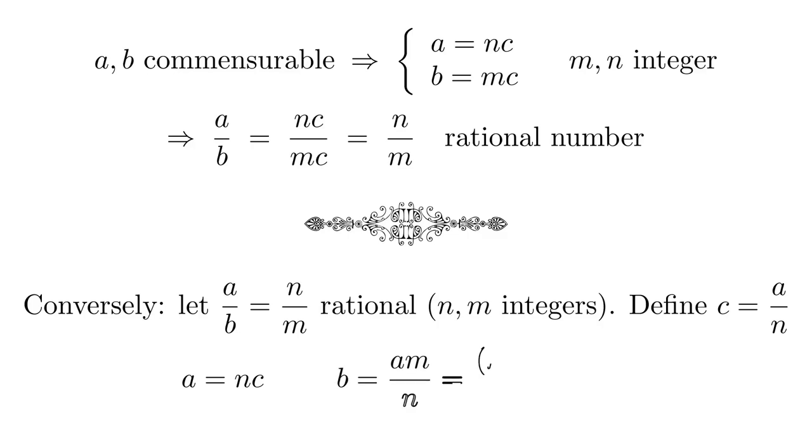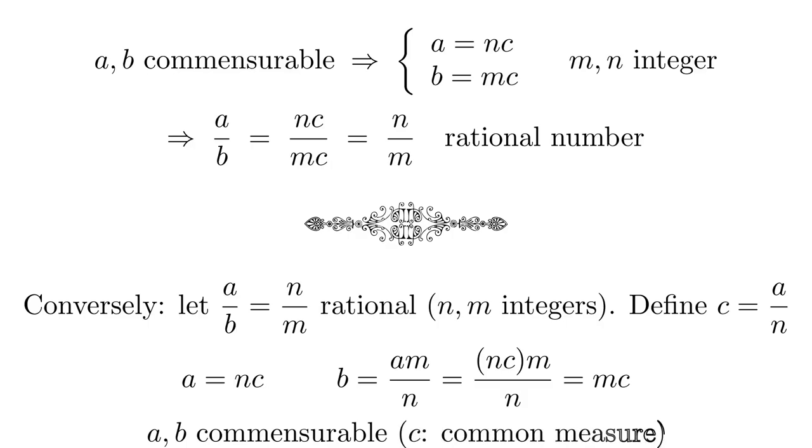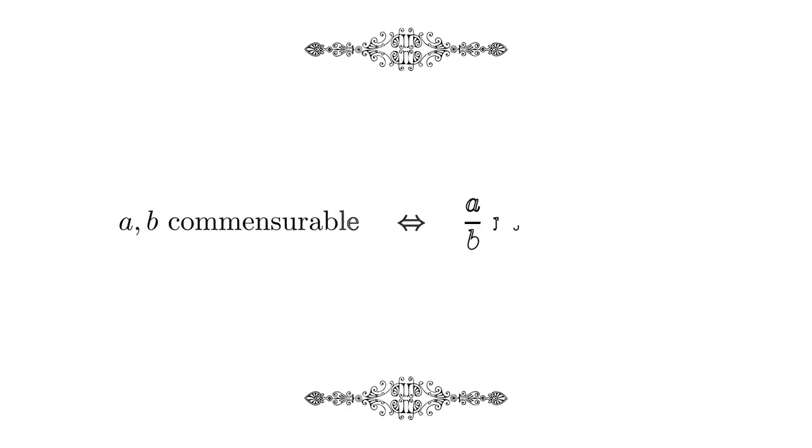But then, by virtue of A over B being equal to n over m, C turns out to be a measure of B as well. Indeed, it turns out that B equals m times C. C fits perfectly into B an integer number of times, namely m times. This means that A and B are commensurable, with C being a common measure. Hence, the conclusion is that if two quantities are commensurable, then their ratio is a rational number and vice versa.